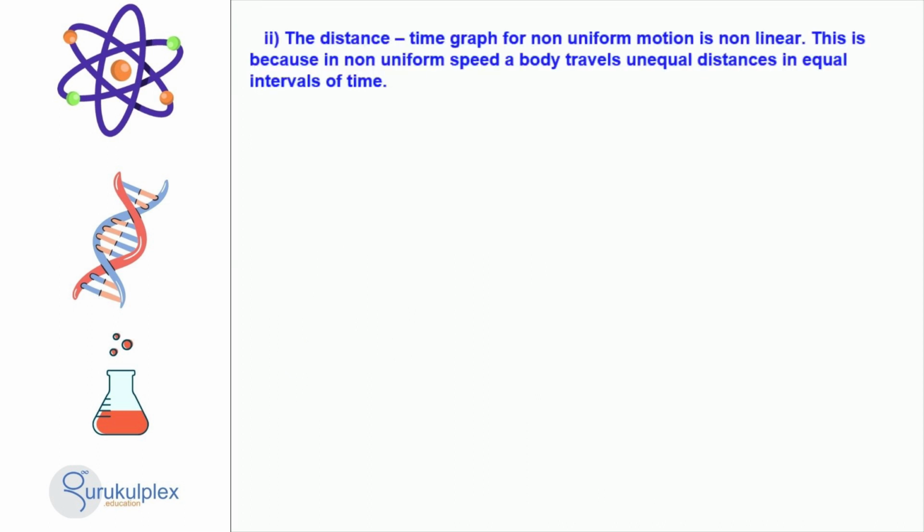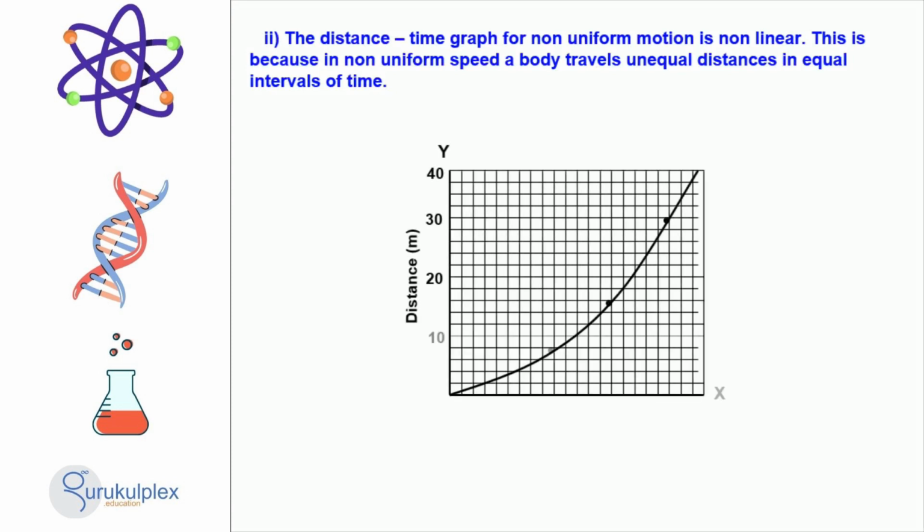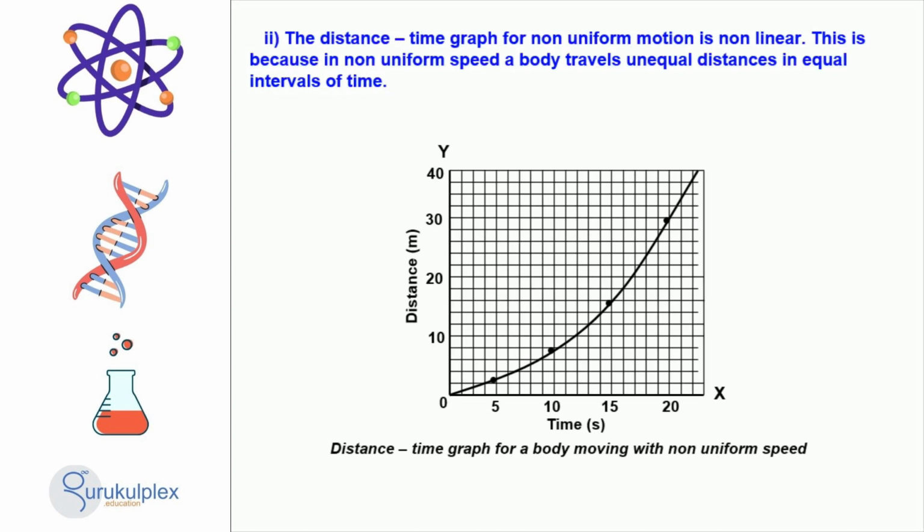This slide shows a distance-time graph of a body moving with non-uniform speed. Analyzing the graph, it is evident that the distance traveled is not in a straight line, which means that the speed of the body is not uniform. It can be concluded that the motion is non-uniform with the body traveling unequal distances in equal intervals of time.